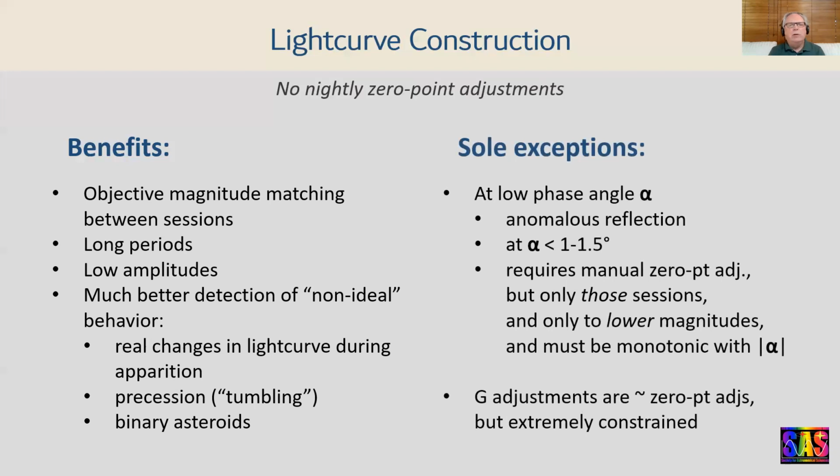There are some exceptions. I have to still make 0-point adjustments whenever I have sessions at very low phase angle because of anomalous reflection. Anomalous reflection you already know about when you shine a flashlight at night against a car tag or a road sign, or your headlights intercept one of them, you get more reflection than you expect to get.